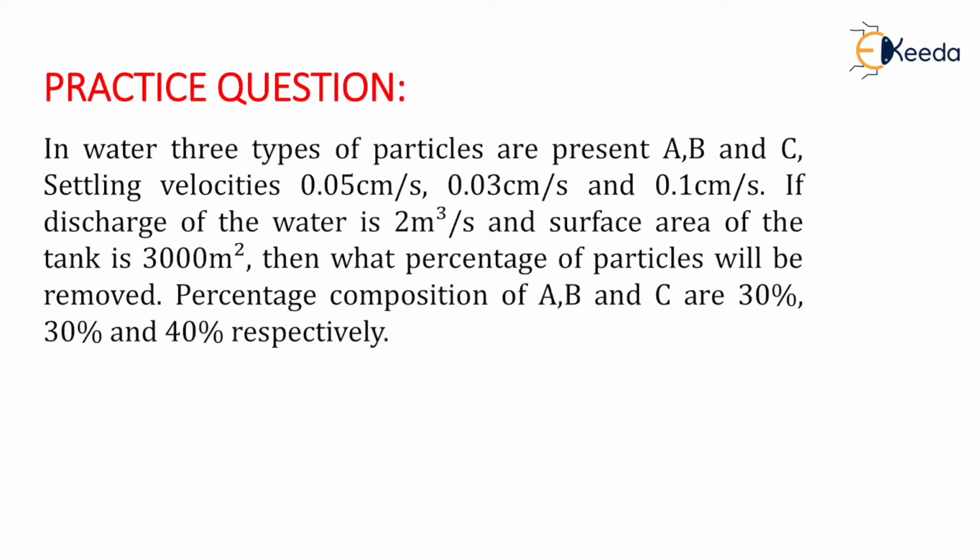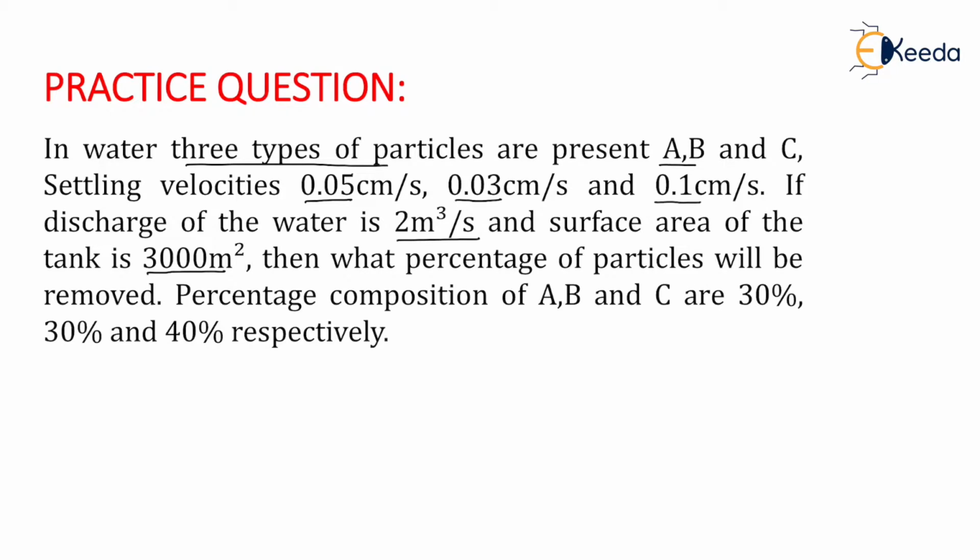The question is given as: in water, three types of particles are present, that is A, B and C, and settling velocities are 0.05 centimeter per second, 0.03 centimeter per second and 0.1 centimeter per second. Settling velocity for all the particles A, B and C is given. The discharge of water is 2 meter cube per second, and the surface area of the tank is 3000 meter square.